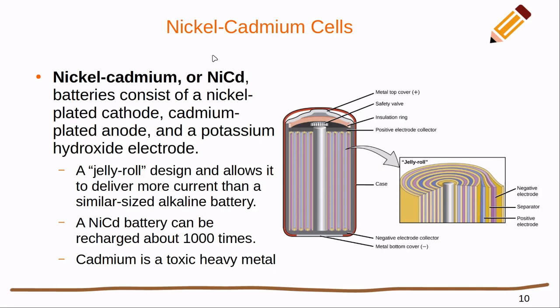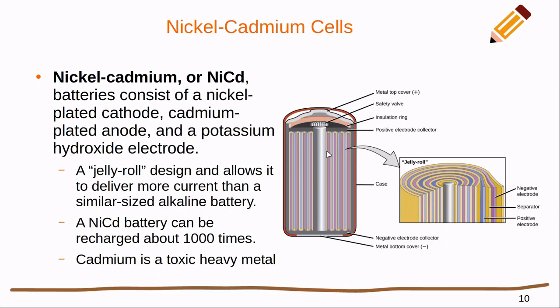The next step up from that sort of single-use battery would be something like a nickel cadmium cell. These are going to be the rechargeable batteries that you typically buy. As the name suggests, they have a reaction between nickel and cadmium, and you may see this little acronym right here where we just jam together the atomic symbols for nickel and cadmium, NiCd cells. These have this kind of jelly roll design, and this allows them to deliver more current than similar sized alkaline batteries.